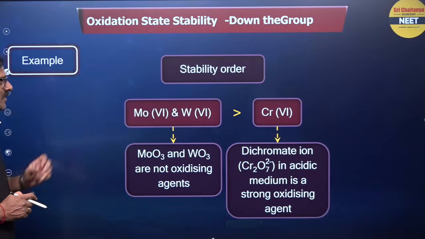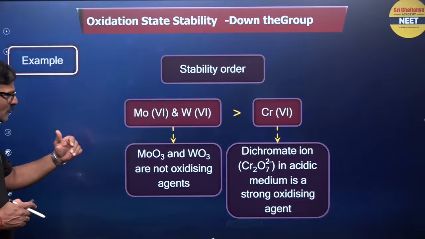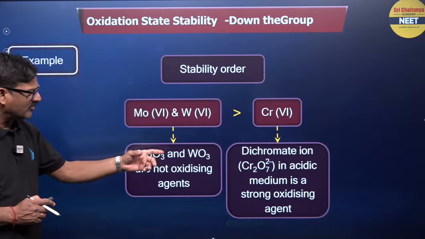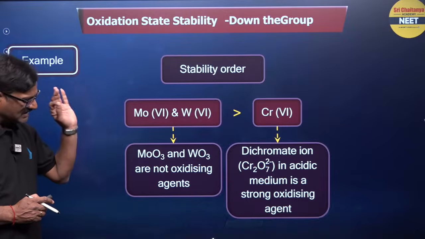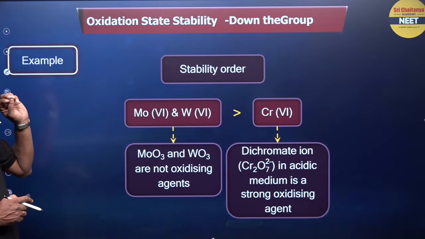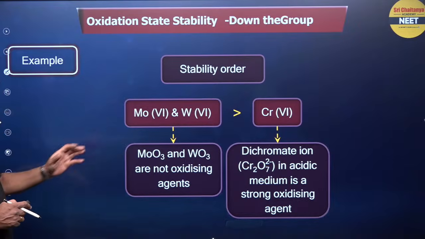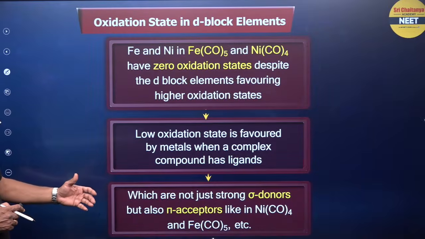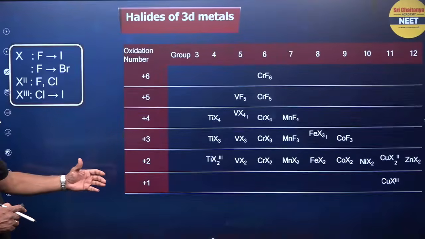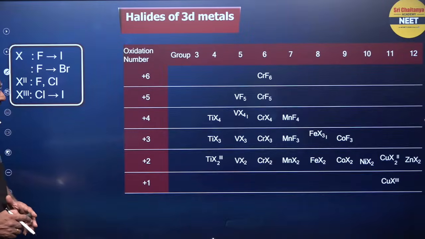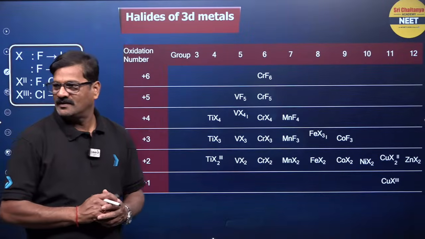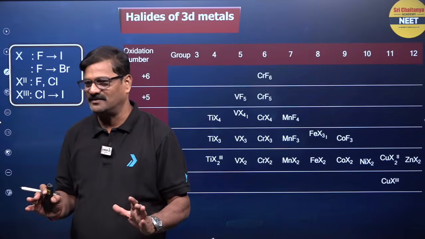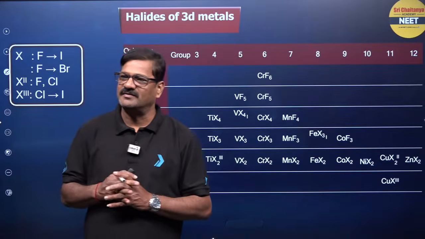Stability order. And you can see MoO3 and WO3, tungsten, are not oxidizing agents. Dichromate ion is going to be a super oxidizing agent in the acidic medium. So, I want to say here, inert pair effect and its application, let us see more into the d-block. So, halides of 3d, just having an idea is enough. Is it mandatory to remember the values?